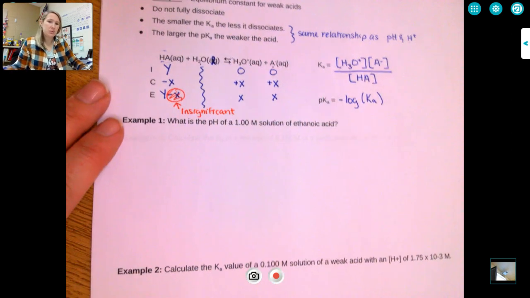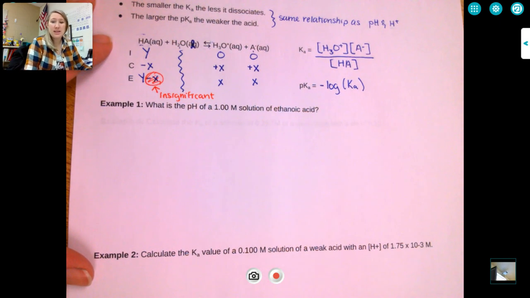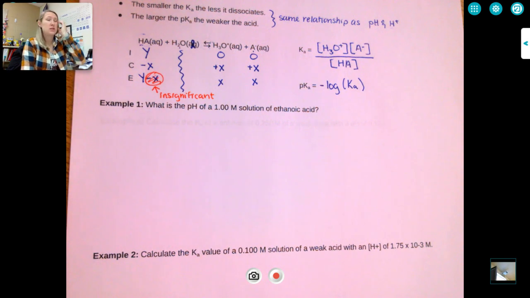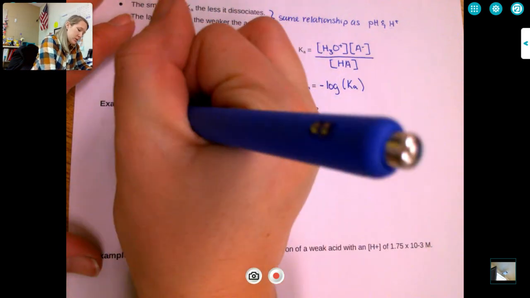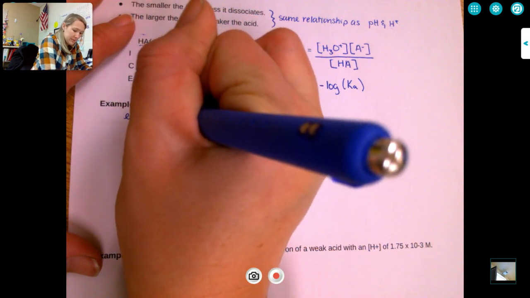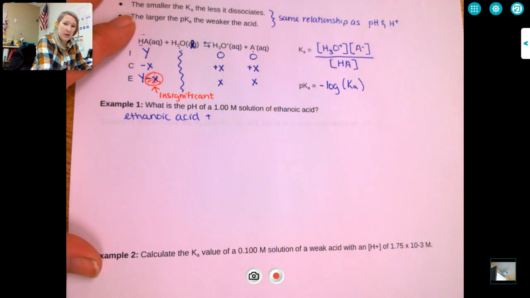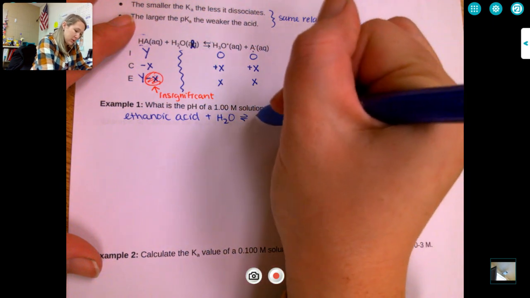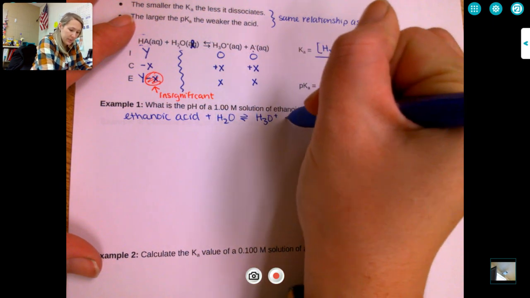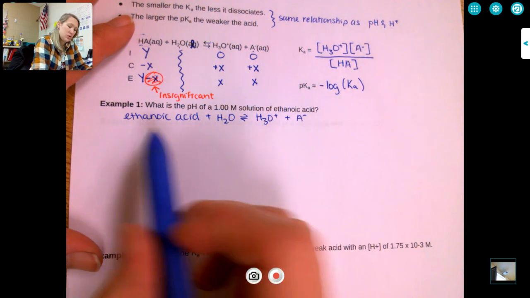Let's do an example. So what's the pH of a 1 molar solution of ethanoic acid? Well, the nice thing about weak acid equilibrium concentrations and calculations is it doesn't really matter what the acid is, as long as it's monoprotic, meaning it just has one hydrogen ion, and it would tell you otherwise. So I'm just going to write ethanoic acid. And I'm going to look at how it dissociates or dissolves in water. It's a weak acid, so I'm going to get H3O plus, and I'm going to get A minus, because it's going to drop its hydrogen.